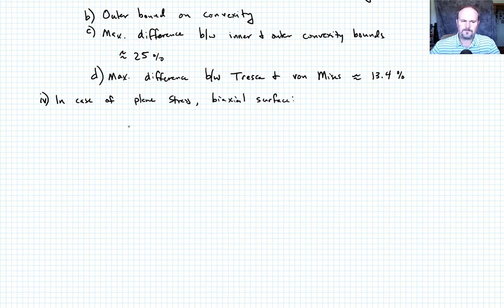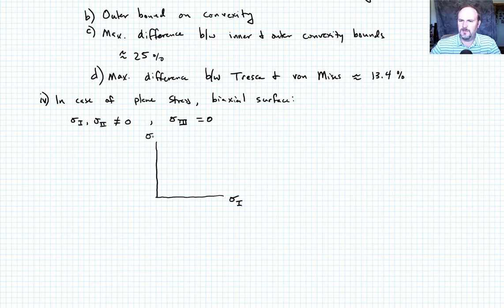Okay, so let's take the case where sigma 1 and sigma 2 are not equal to 0, and then sigma 3, still in principal stress space now, is equal to 0. So we can draw this biaxial envelope. If this is sigma 1 and this is sigma 2, and let's say this goes 1, 2, 3, 4, 5, so let's say that's one failure point. If I pull on this one, I also go 1, 2, 3, 4, 5.